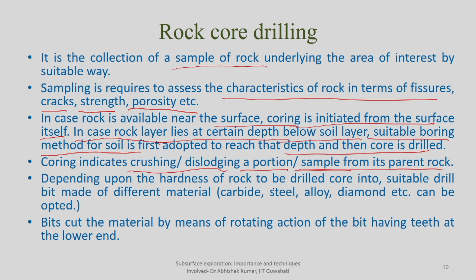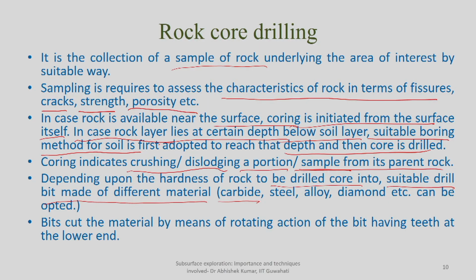Then, depending upon the hardness of the rock, it is drilled from the core using suitable drill bits made of different materials. If it is very soft, you can go probably with a carbide bit. A bit is very much similar to a drill rod. At the lower end of the drill rod there will be some kind of assembly with teeth. When you start rotating your drill rod, those teeth scratch the material from the periphery of the core, and finally you get the core sample, which is contained inside the drill bit, particularly designed for collecting soil and rock samples.